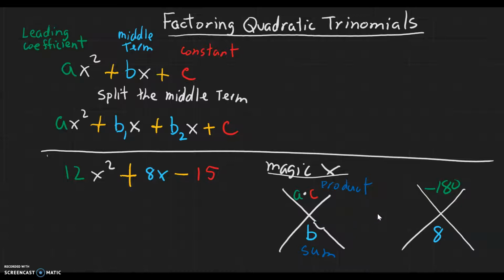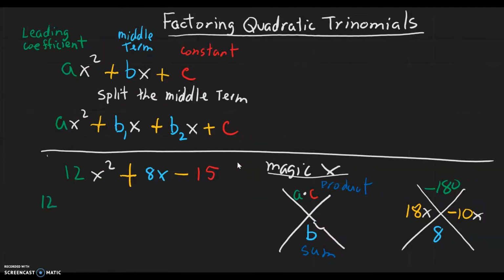If we have 18 and 10, that doesn't quite work for us because this needs to be a negative 180. That means one of these factors has to be negative. We want a positive 8 when we add these two together, so I have to make the 10 negative. We're also going to put an X here and here, because we're splitting the middle term. We started with 12x squared plus 8x minus 15, and we're going to rewrite it so that it now looks like this.